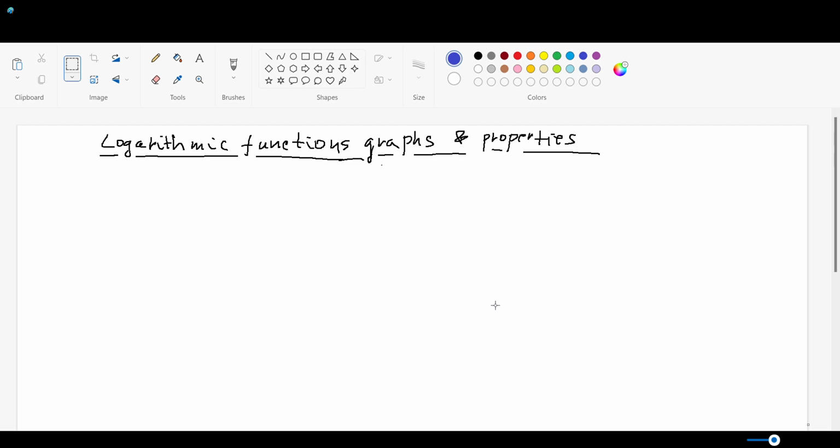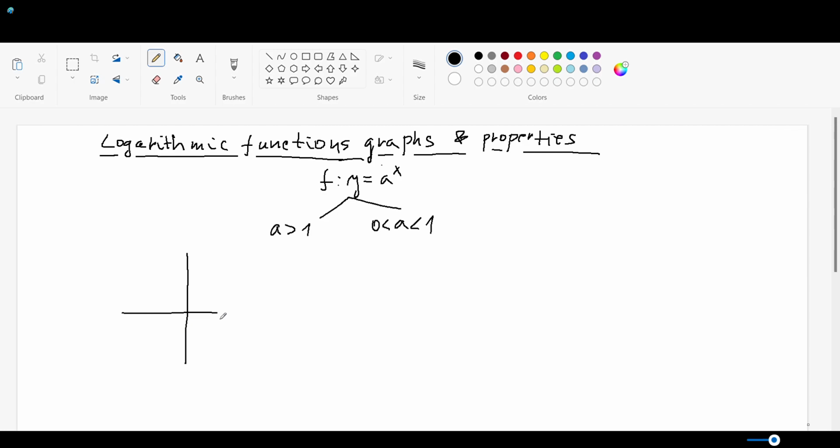Hello everybody. In today's video we're going to have a look at logarithmic functions, graphs and properties. Before we do, we have to start with the exponential function, which is defined this way, and we already know that the graph of this function depends on the value of the base, which means if a is greater than 1 or a is greater than 0 and less than 1, there are two graphs.